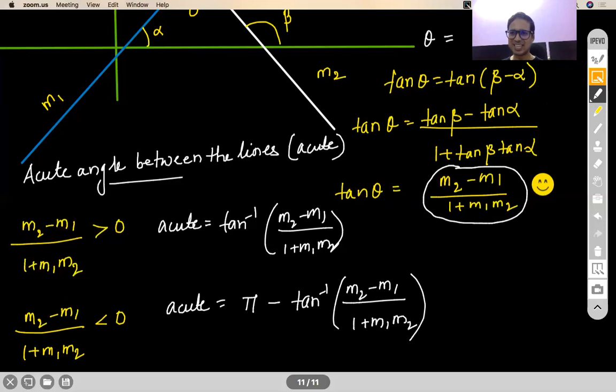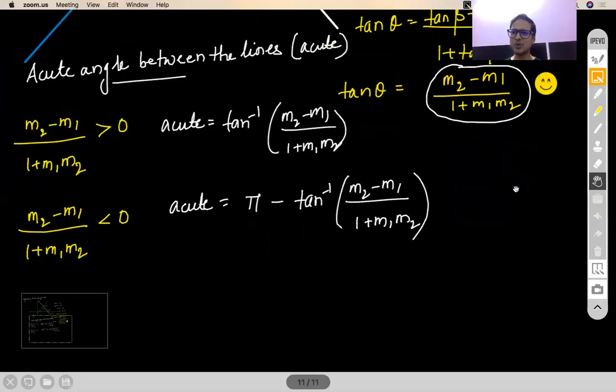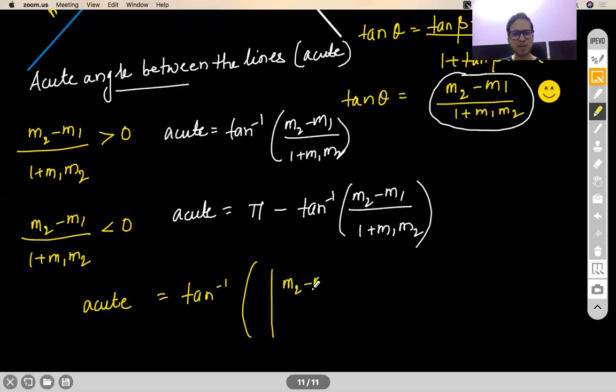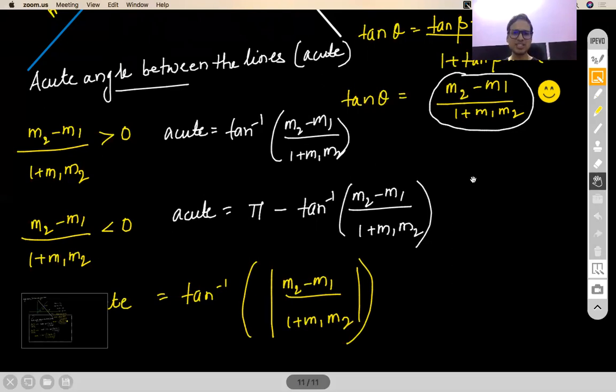Okay, is this fine? Now, the same thing, if you see in your textbooks, they will say, if you want to directly find the acute angle, just do tan inverse of mod of (M2 minus M1) by (1 plus M1 M2). Can somebody justify why they are doing this? Why don't they wait for the value of (M2 minus M1) by (1 plus M1 M2)? The reason for this is very simple.